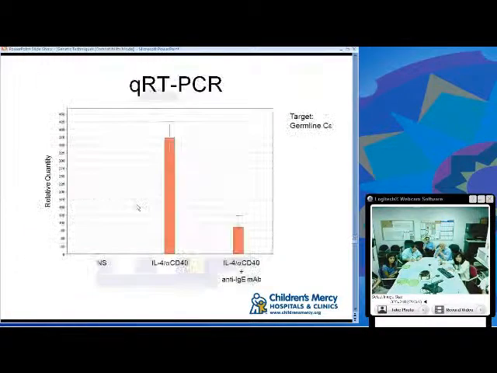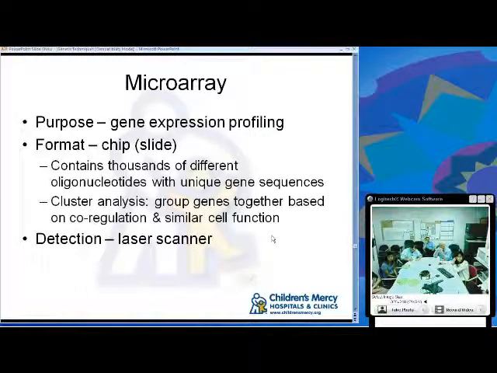And now you can then graph this, and what you see is there's no germline epsilon in the non-stimulated samples, but with IL-4 and antibody to CD40 stimulation, we get a nice response to germline epsilon. But now if we add anti-IgE monoclonal antibody, we get a decrease in the expression of germline epsilon transcript. Okay.